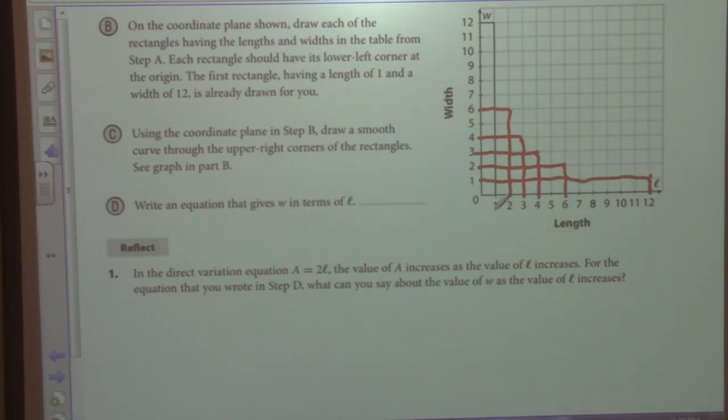It says, using the coordinate plane, draw a smooth curve through the upper right corners. So I'm going to take a chance and get my pen out here. A little bit wobbly, but that's not so bad. You can see a little wobble there, but that's all right. Next it asks, write an equation that gives W in terms of L. So what's our equation? W equals what?